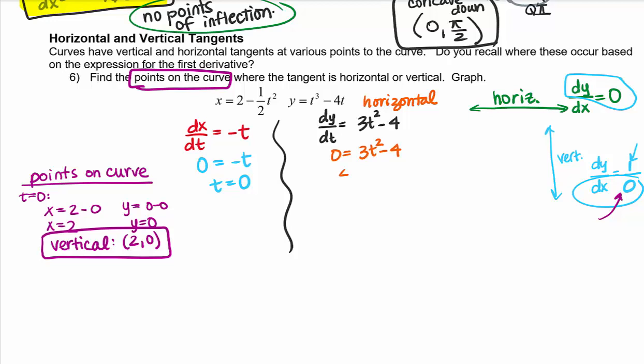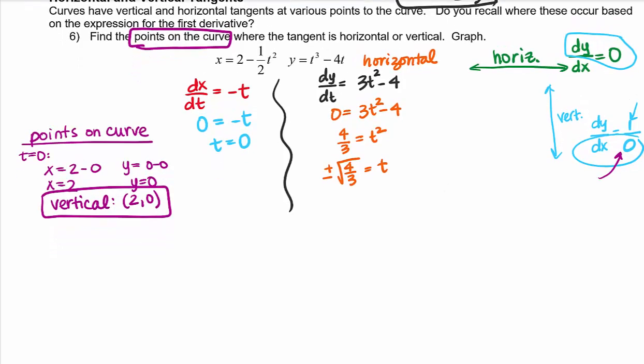So I'll add 4 and divide by 3, take the square root. Now be careful, it is plus or minus, right? When you're solving that quadratic, you have the two solutions there. And so I will write this as plus or minus 2 over rad 3 is the t value. This is going to be a little bit messier. You can leave it as the square root of 4/3. If you are squaring everything, you may want to do that. It doesn't matter. Whichever way you decide to work with it is fine.